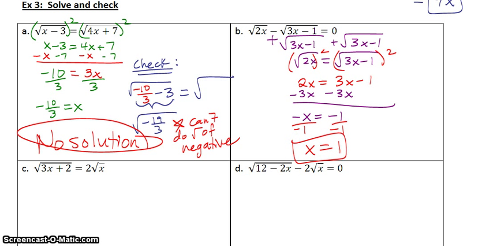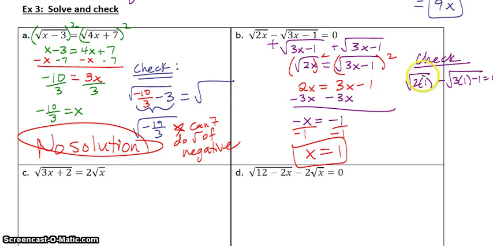Quickly check it. Again, everywhere I see an x, I'm plugging in a 1. So I end up with the square root of 2 subtract 3 minus 1. Oh, you know what? I get the square root of 2 subtract the square root of 2, which is 0 and 0. So it works. X equals 1 is our answer. All right, part C.